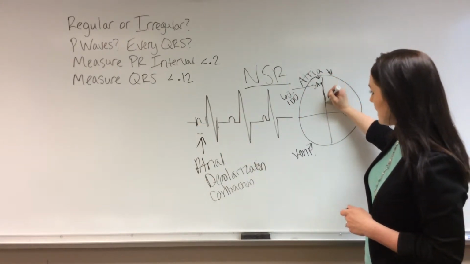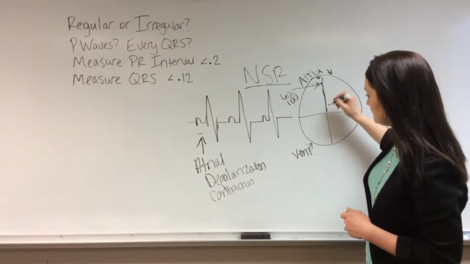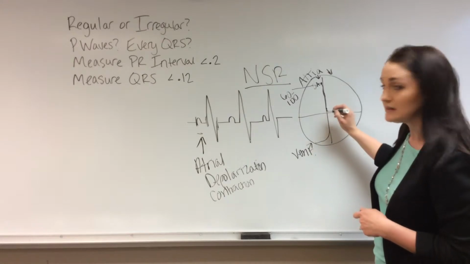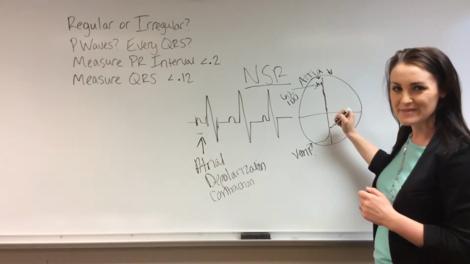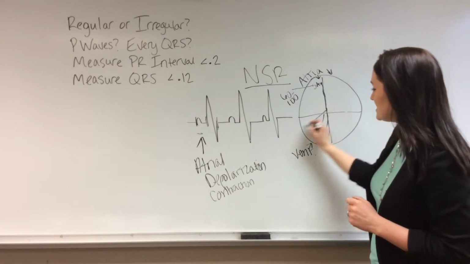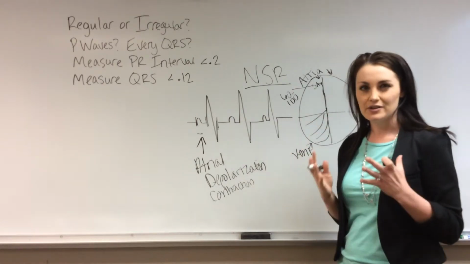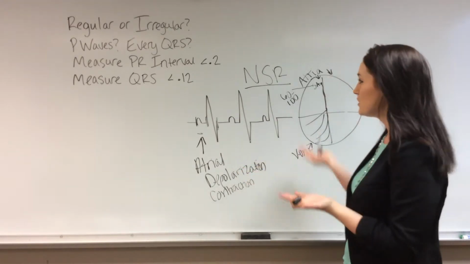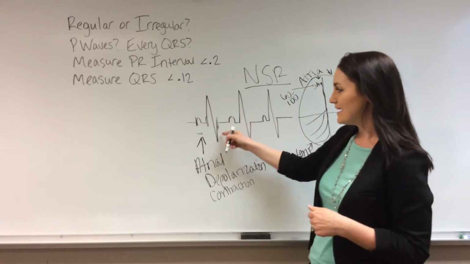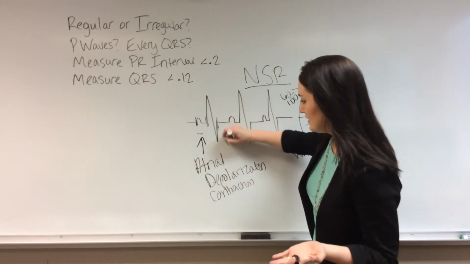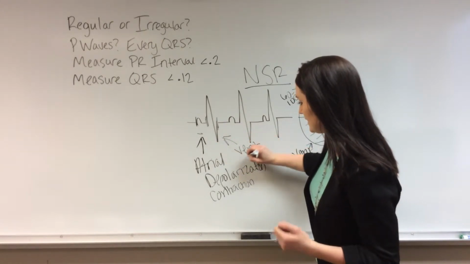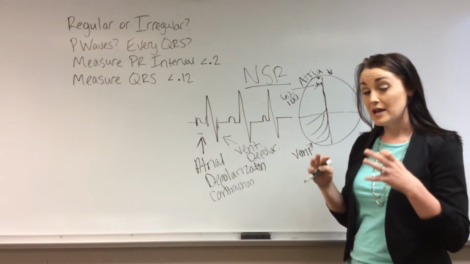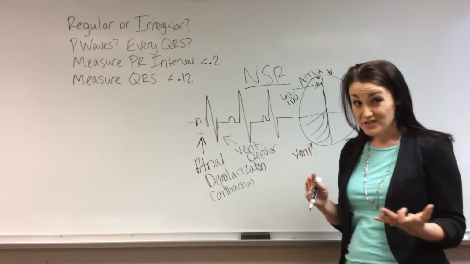As this impulse comes down, it's going to go through the septum here, down the septum, out down the bundle of His, which is along the septum between the two ventricles, out through the Purkinje fibers, and that impulse tells the ventricles to contract. And so providing we have a normal pathway, which we do with normal sinus rhythm, we have a nice narrow QRS that shows ventricular depolarization or contraction. So your QRS is what's showing the ventricles contracting.